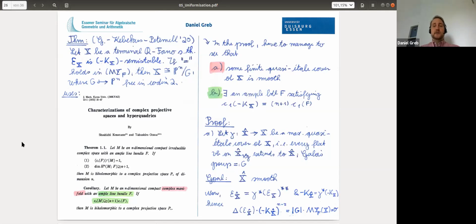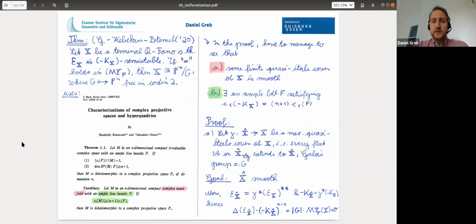The anti-canonical on X hat is the pullback of the anti-canonical on X. This in particular implies that the anti-canonical of X hat is ample and that the singularities are of the same quality as the ones on X, which is terminal.